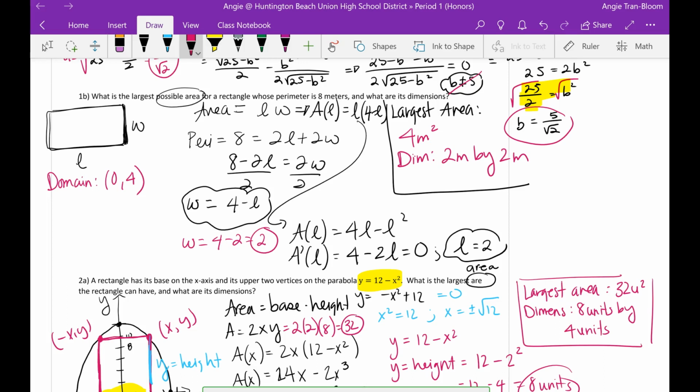So always check your domain to make sure it makes sense in the context. All right, let's move on to example 3, because guess what? You did example 2 last night, but let's go and fill out the strategies on page 27.